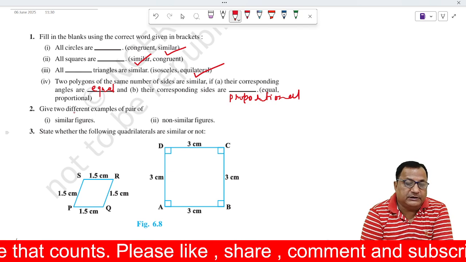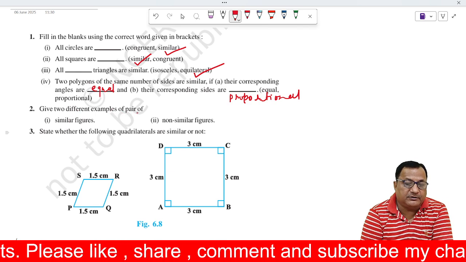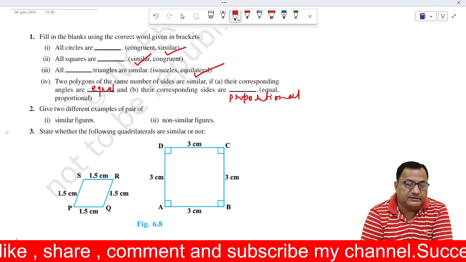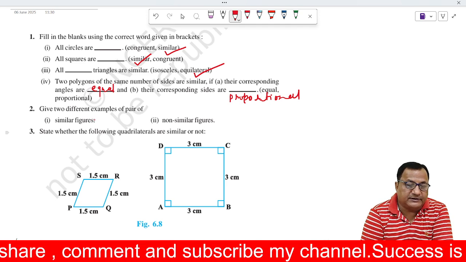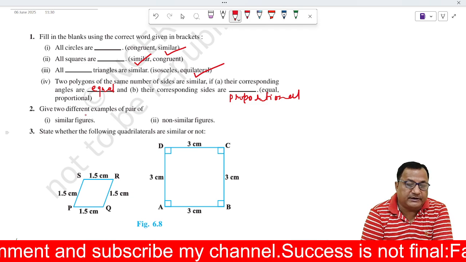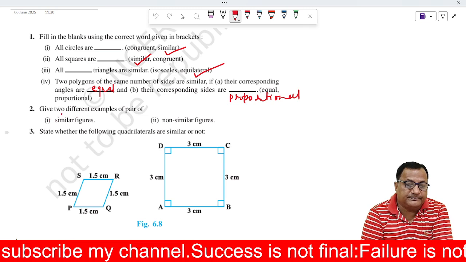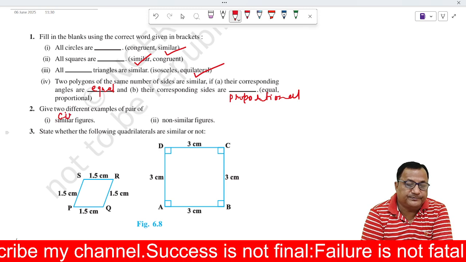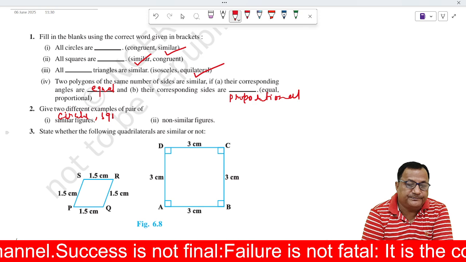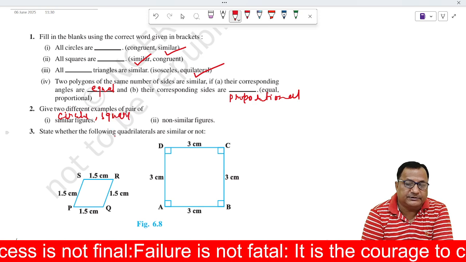Give two different examples of a pair of similar figures. Similar figures: we can take a circle and a circle, a square and a square. Any figure you can take.